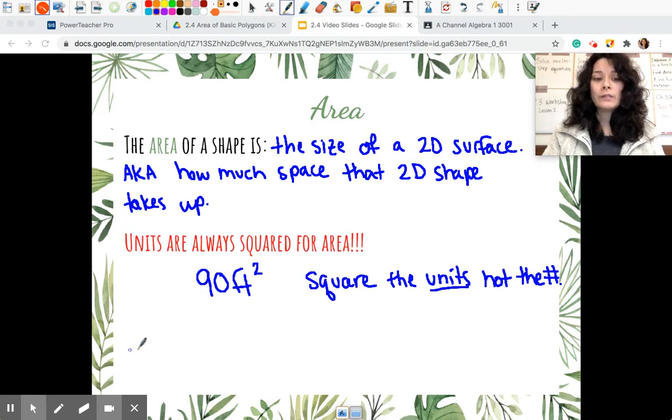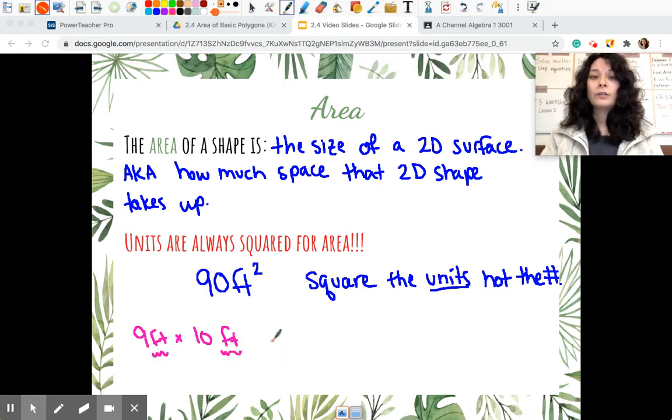The reason for this is because if I actually went back to Doug's problem and did 9 times 10 and I included my feet, 9 feet times 10 feet, I'm actually multiplying feet with itself. Well, we've done a little bit of work with exponents at this point, so hopefully you know that when you take something and you multiply it against itself, we can represent that repeated multiplication with an exponent. Since I'm multiplying feet with itself 2 times, I can represent that with an exponent of 2. Okay, so that's where that exponent comes from.